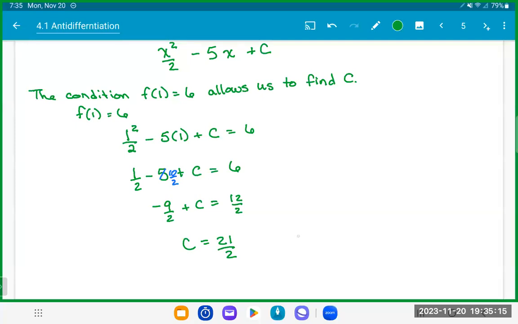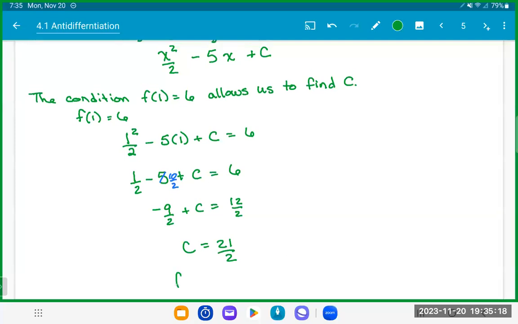Okay, so now I can say, if that's the case, then my function f of x is equal to 1/2 x squared minus 5x plus 21 halves. So I went from having a general solution, right, like in the previous examples, where we just slap that constant c out there because we don't know what it is, to now having a specific solution, because we were told that when this function is evaluated at 1, the answer is 6. Okay, do you guys have any questions on that?